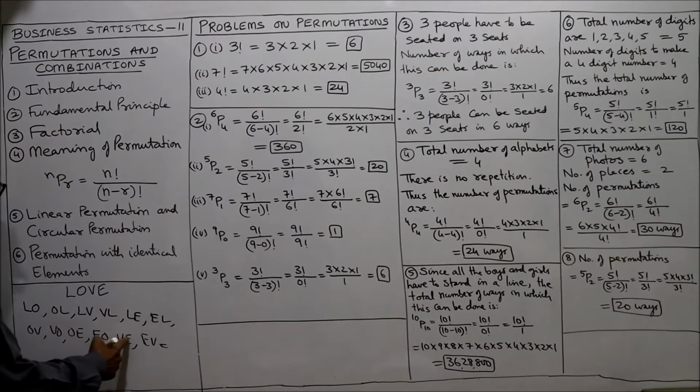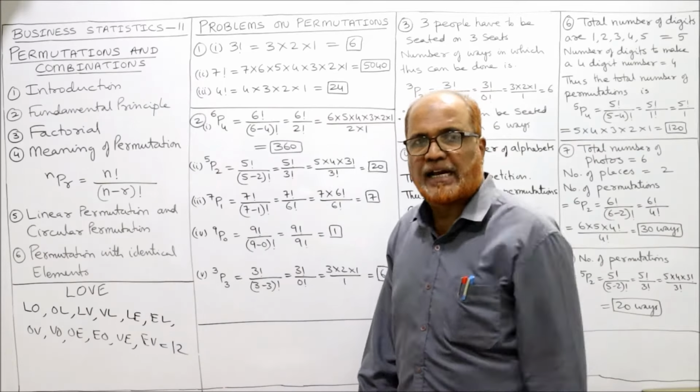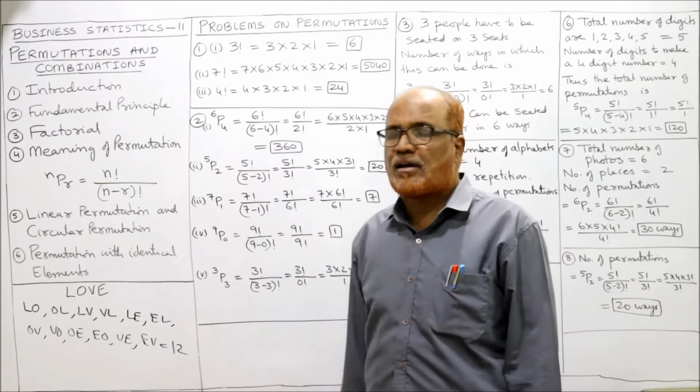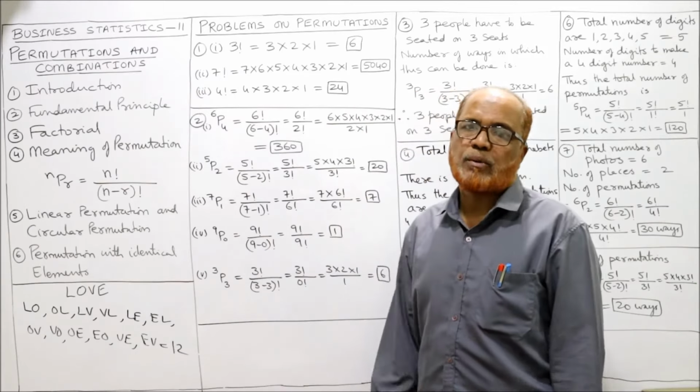So what I want to explain is, out of the 4 alphabets, we are arranging two alphabets at a time. I have listed down the possibilities of taking two alphabets at a time, and I found that there are 12 ways I can arrange two alphabets at a time out of 4. This is nothing but permutation.